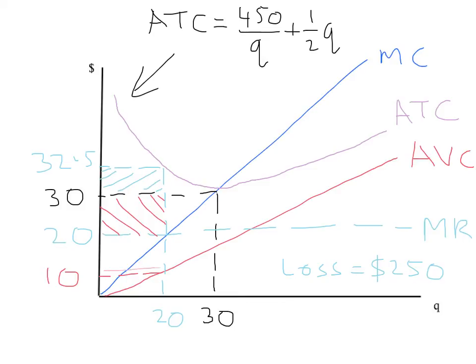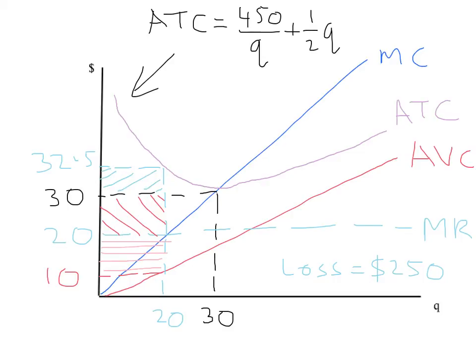Let me shade in the operating profit. It's just that horizontal shaded area. It gets a bit messy here, but it's simply the price minus average variable cost times quantity. How big is that? Well, 20 minus 10 times 20, that's $200 in operating profit.